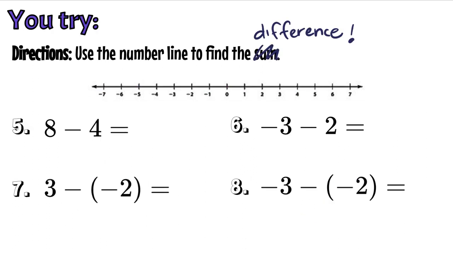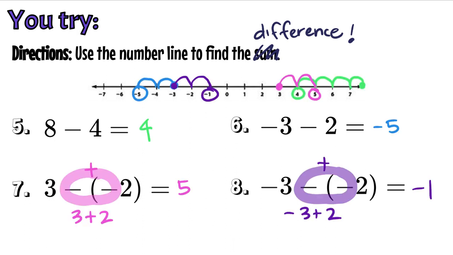Your turn to try. Pause the video and try using the number line to find the difference. Oops, I had a mess up in my notes. Find the difference of the integers using the number line. Pause the video now. Hopefully you paused the video and you're able to find number 5, 8 minus 4 is equal to 4. Number 6, -3 minus 2 equals -5. Number 7, 3 minus -2 is equal to +5. And number 8, -3 minus -2, same as -3 plus 2, which equals -1.